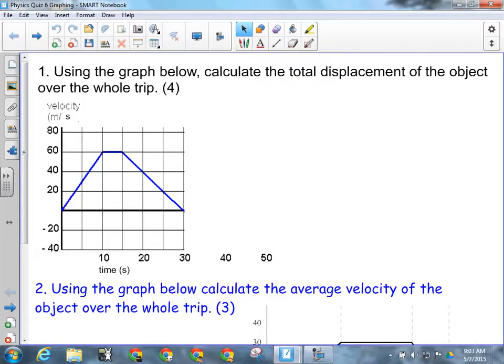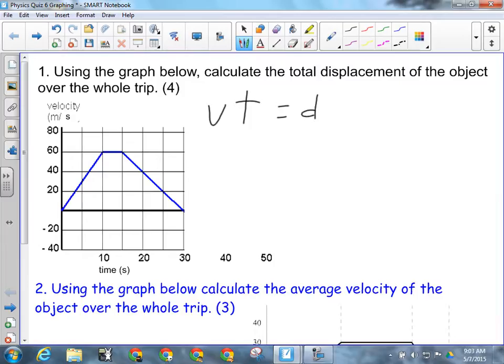time graph. So what we have to remember is on a velocity versus time graph, we have velocity and we have time. And if we want to find displacement, what do we have to do with those two things? We have to multiply them together, okay? Which is essentially like calculating the area under the line, okay, for something like this.